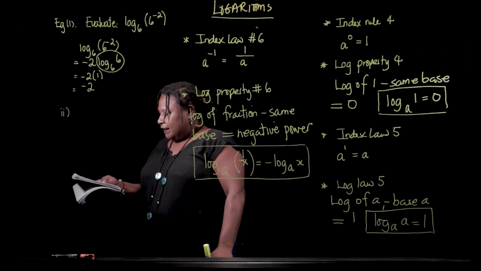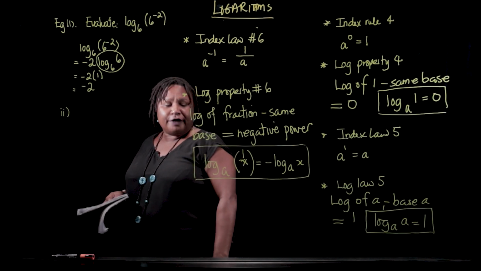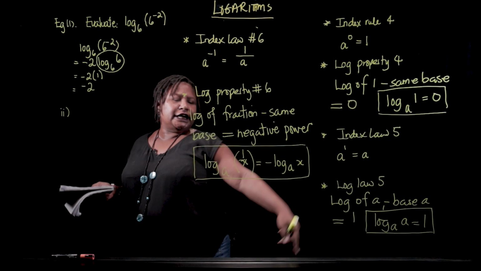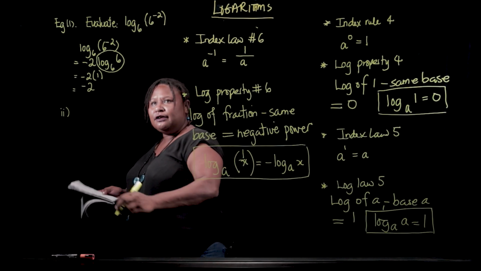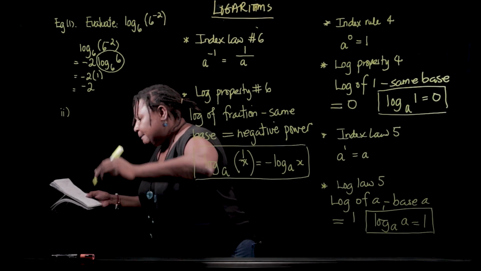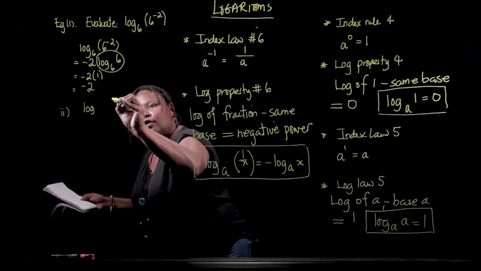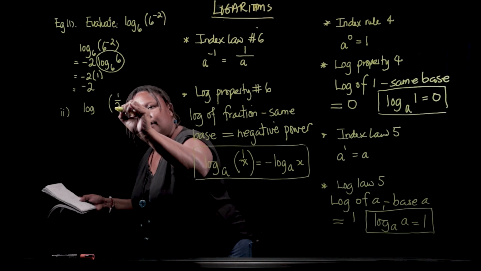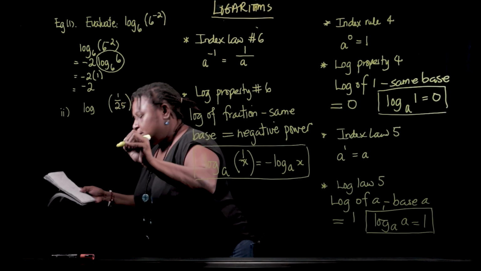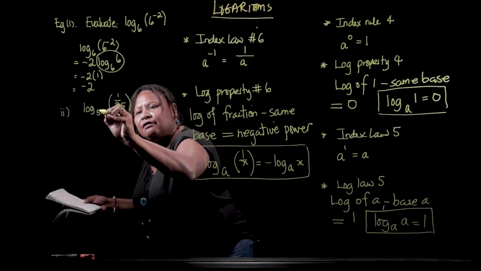Okay, and this time, let's look at an index with a negative power. Let's see log of 1 over 25, sorry, 1 over 125, to base 5.